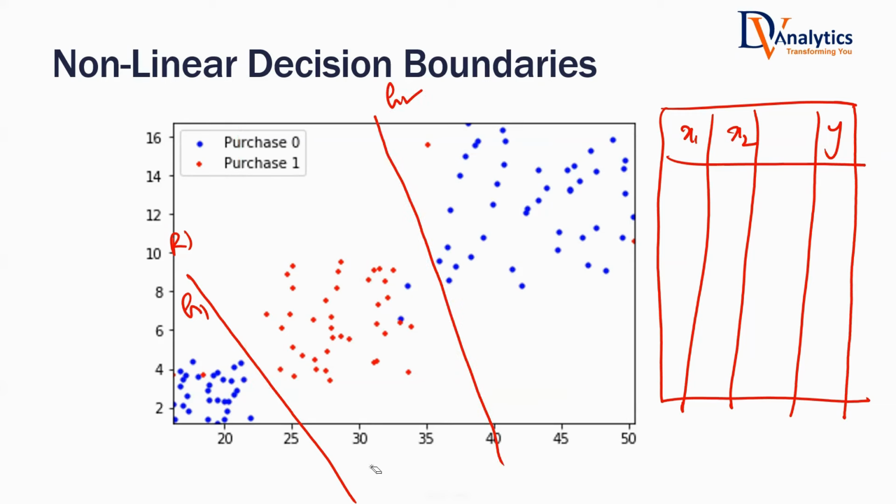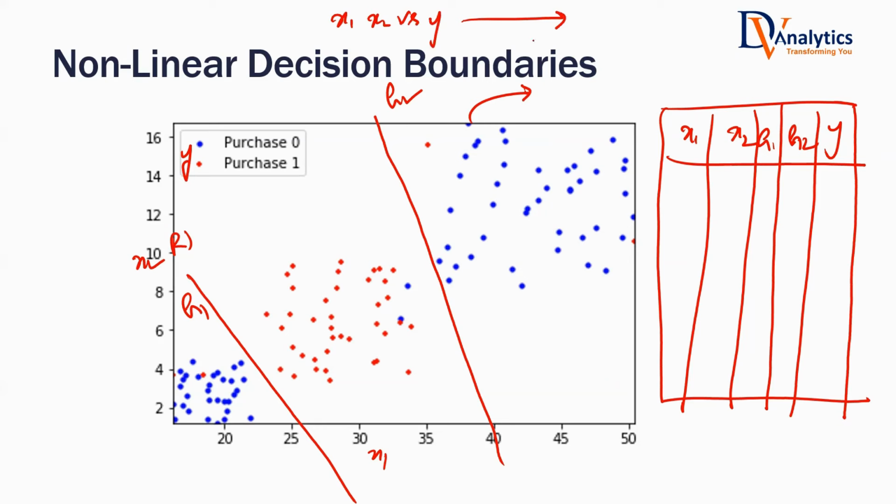Now the original problem statement is X1, X2 versus Y. But now that you have H1, H2 created, the predicted values of model M1 and model M2, the problem statement has been transformed from this space. What is the original space? X1, X2 versus Y. Tell me what is the new space we have transformed this problem statement into? H1, H2 versus Y. Instead of saying I am predicting Y using X1, X2, you're going to say I'm going to predict Y using H1, H2.